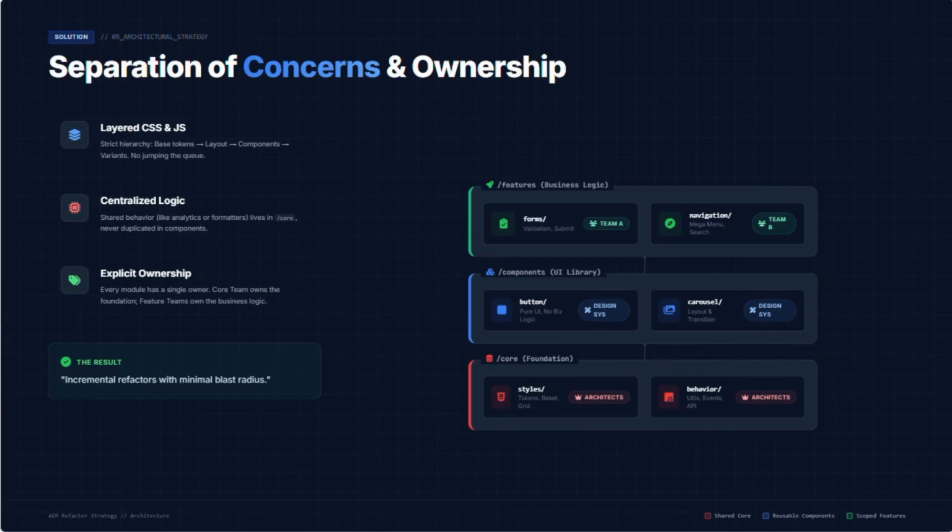Then we have components. These are intentionally boring. Each component contains mostly markup, no heavy logic, no global styling decisions. A button is just a button. A carousel is just structure. Finally, we have features. This is where real behavior lives. Forms, navigation, flows, things that actually represent user journeys. Features can evolve, be refactored, or even rewritten without touching core or every component.